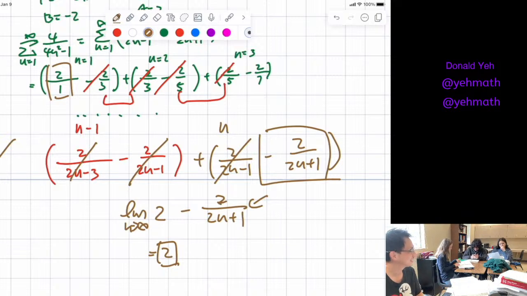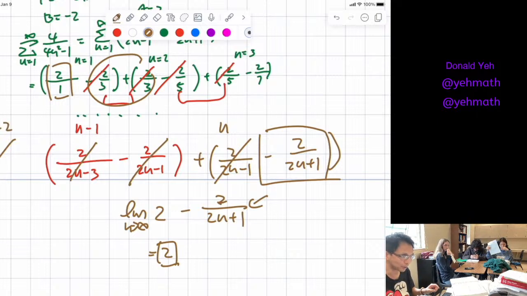Real question: how does the 2 over n and minus 3 term cancel from the term before? If you do n minus 2, see this? This cancels. The first part of the parenthesis cancels the parenthesis from before. So this cancels with the one at n minus 2.